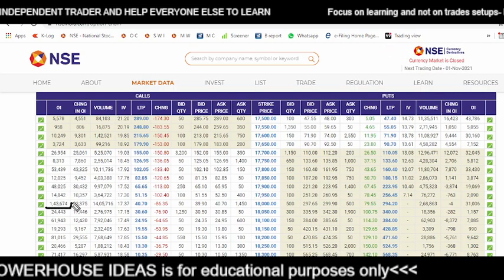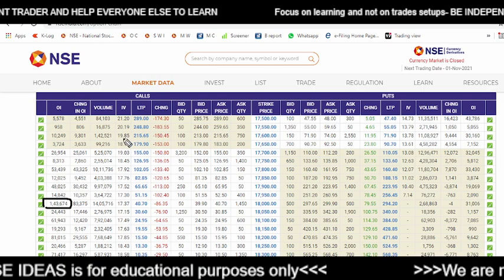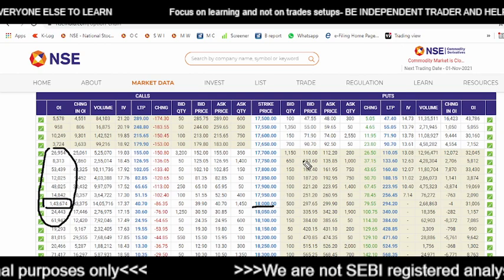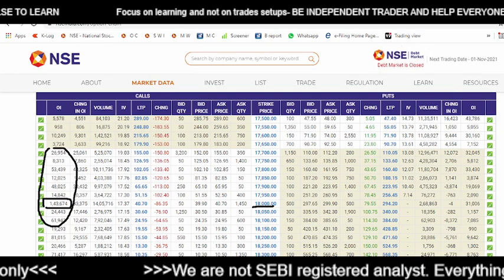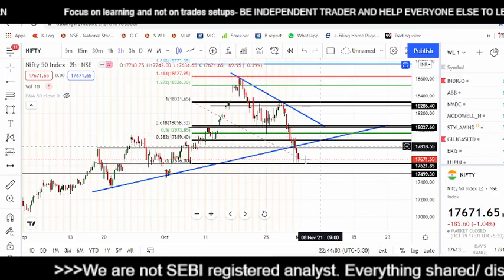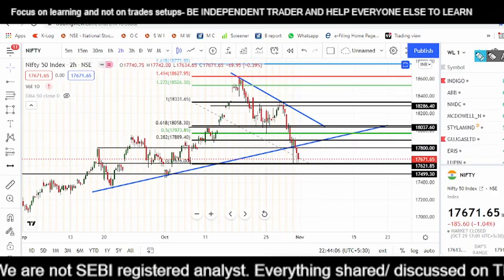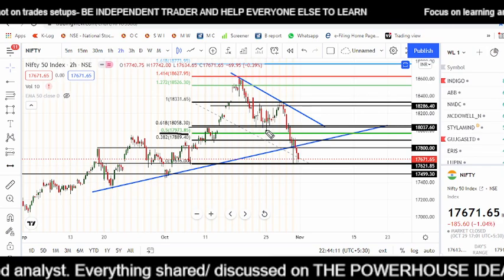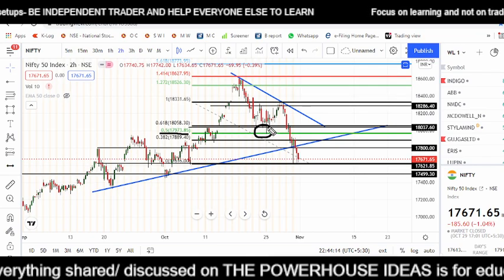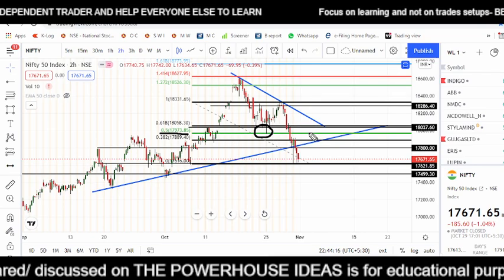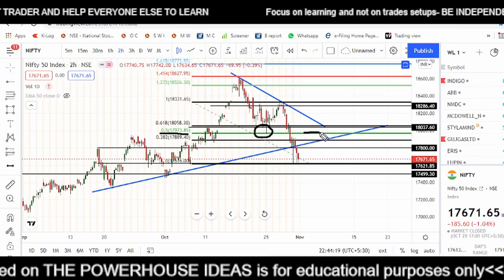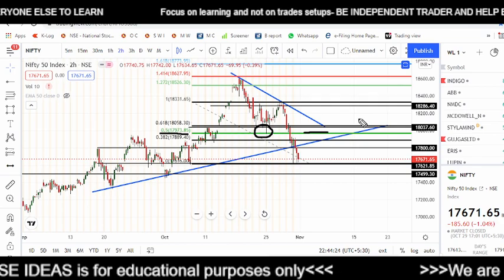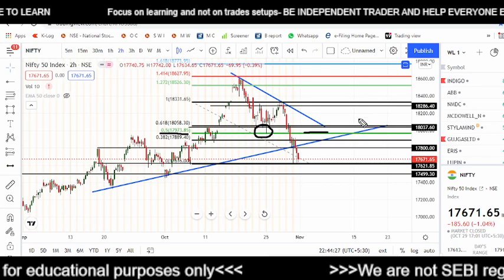The major resistance on the upside is 18,000, the highest of all. And the good part is that 18,000 is also the 50% level of the Fibonacci retracement. Means if the Nifty bounces back from here, as per the Fibonacci we can find this level of 18,000 important. As per the price action as well, we can find this level of 18,000 important. And as per the option chain as well, we can find this level of 18,000 important. So this is how we connect the option chain, the price action and the Fibonacci retracement.